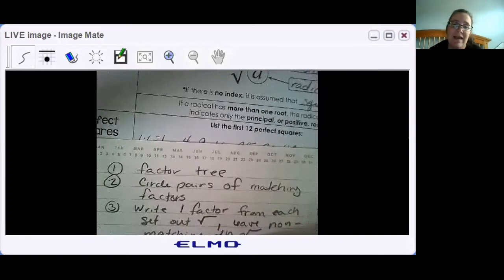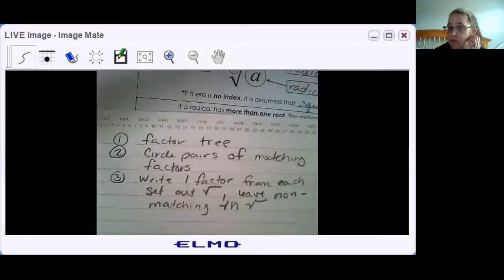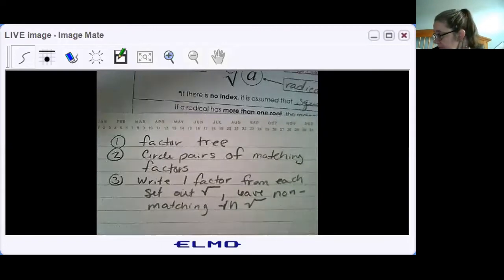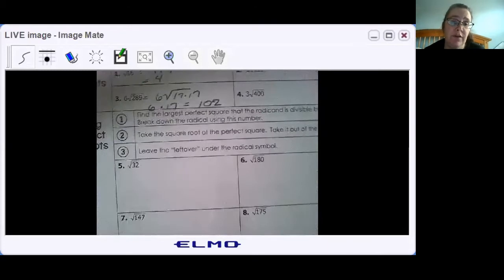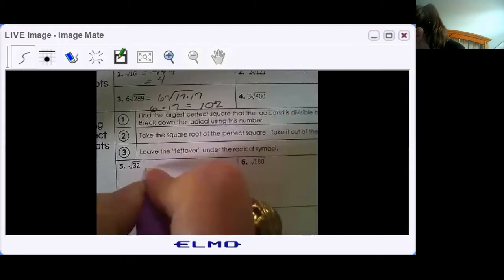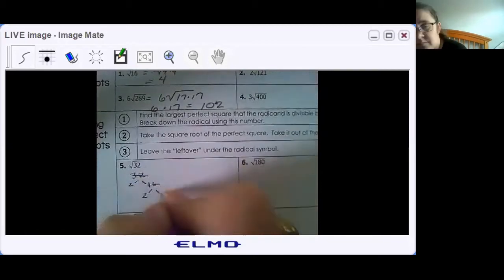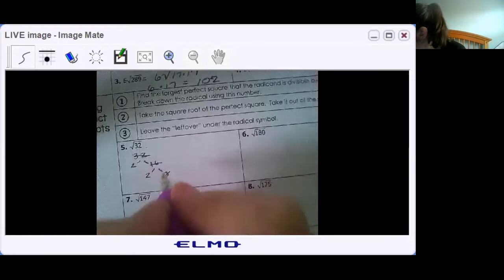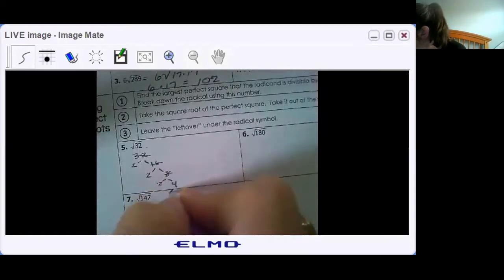So what does that actually mean I'm doing? What am I actually looking at here? So if I take the square root of 32, 32 is 2 times 16, and 16 is 2 times 8, and 8 is 2 times 4, and 4 is 2 times 2.